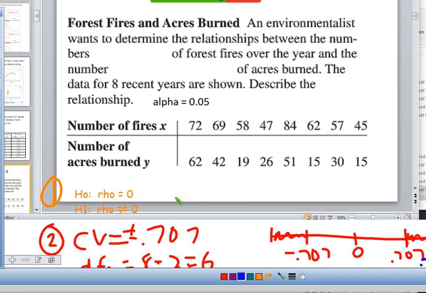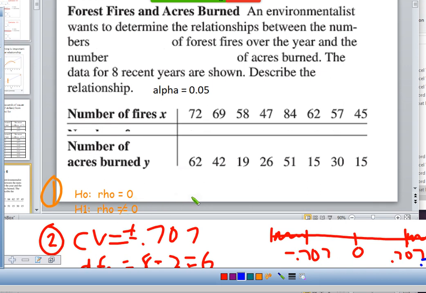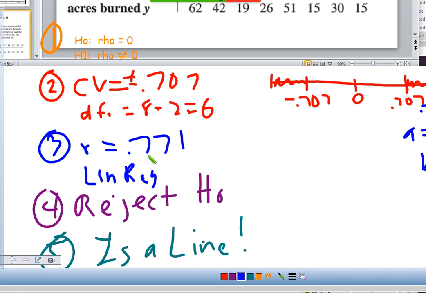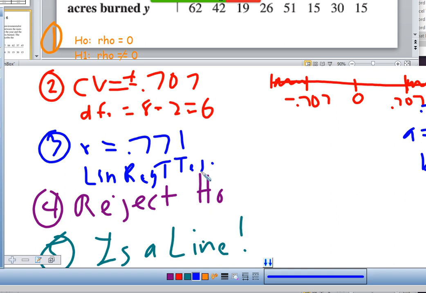H naught is rho equals 0. H1 is rho is not equal to 0. The degrees of freedom is going to be 6, and your alpha is 0.05. So my critical value is 0.707. So it's going to be negative and positive 0.707, shade to the outside. And then my R will be 0.771 from LinRegTTest. I didn't write t-test in there. LinRegTTest of L1, comma L2.